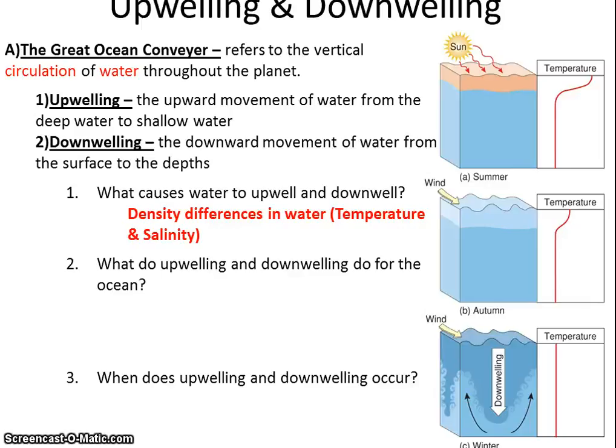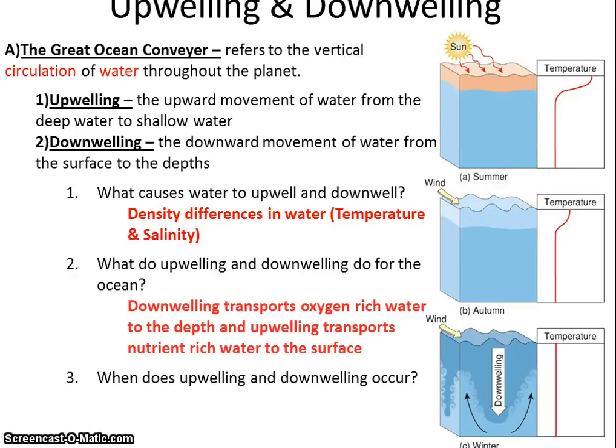But why do we care about this? We care about it because upwelling and downwelling circulate oxygen to the bottom of the ocean and nutrients to the surface of the ocean. In other words, the bottom of the ocean isn't near any air. It has no light for photosynthesis. The only reason there can be organisms on the bottom of the ocean is downwelling takes oxygen from the surface layer, from the very, very top of the ocean, and puts it down there so those organisms on the bottom of the ocean can breathe.